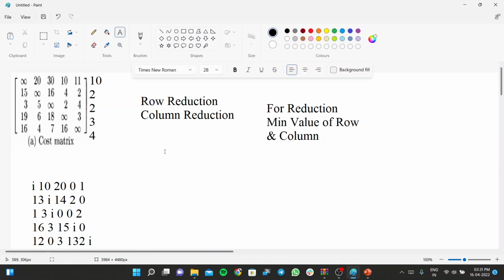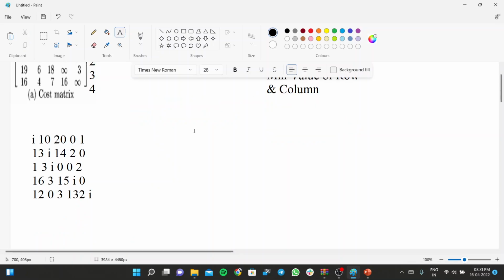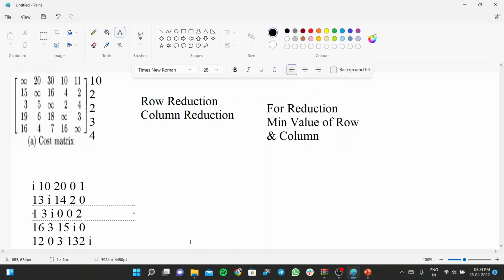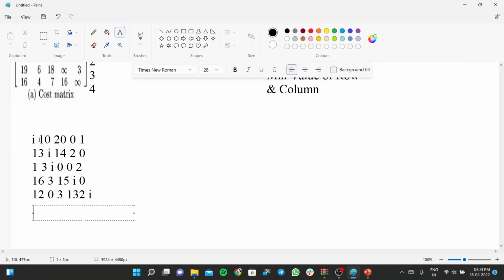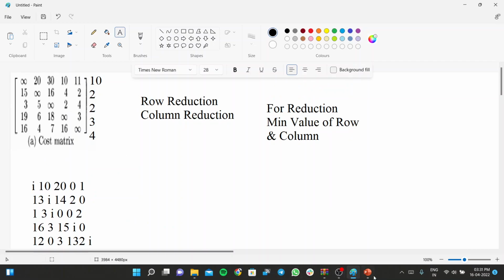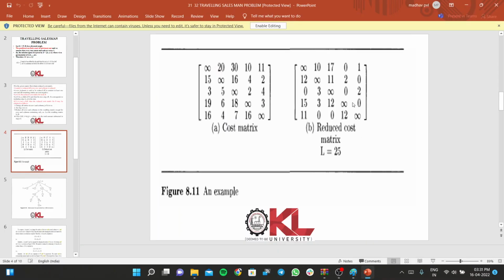So in this way we perform the row reduction, and again from this we need to perform the column reduction, that is I, 13, 1, 16, 12. So 1 is the minimum value. It is a bit complex. We need to perform the row reduction and column reduction, and then add all those row reduction and column reduction values, and this gives us the L value, that is 25.